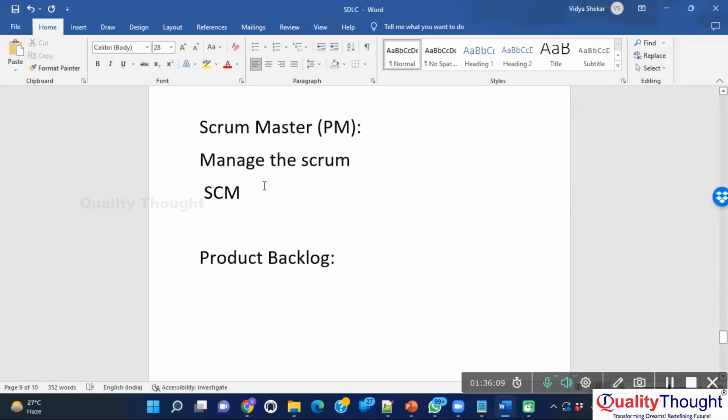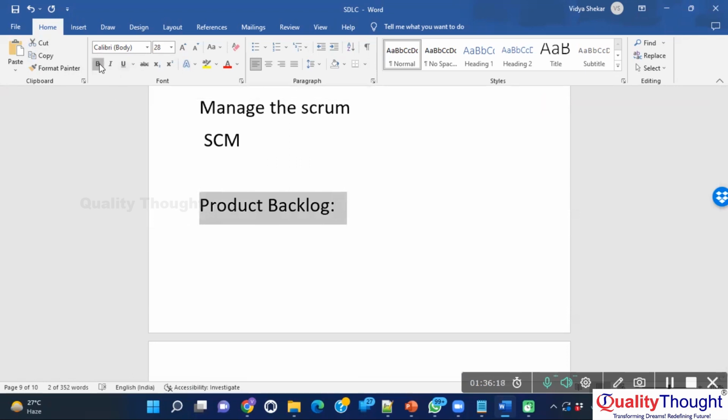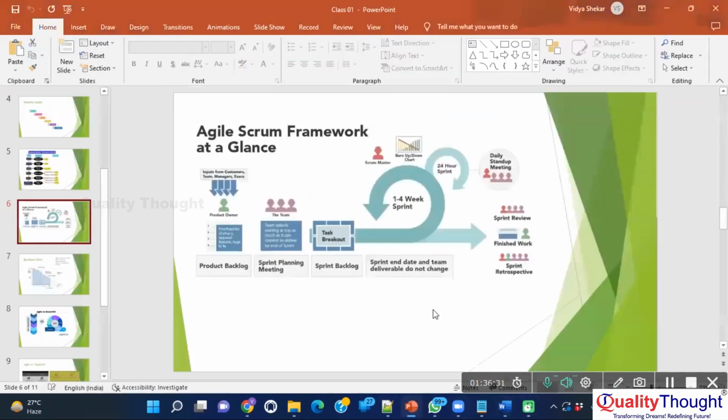What is the purpose of a Scrum Master? Scrum Master is to manage the Scrum. He will be generally certified. They are going to have some certification called Agile Certified Scrum Master. Then you have the actual team. The team consists of testers, developers, as well as release management.